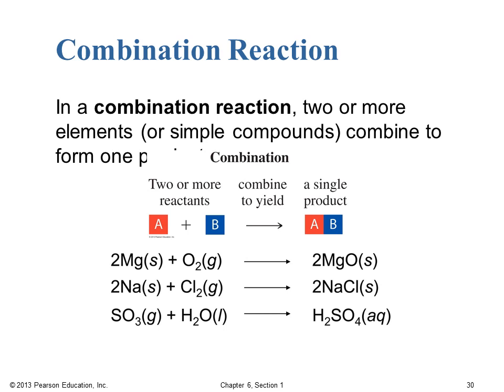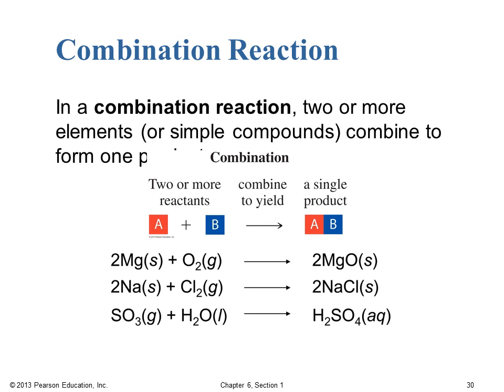So I guess the slide is a little bit messed up, but here it says a combination reaction is when we have 2 or more elements or simple compounds combined to form one product. And so whatever is blocked out should be products. Here's a little example of different types. We have magnesium and oxygen coming together to form magnesium oxide. We have sodium and chlorine coming together to make sodium chloride.